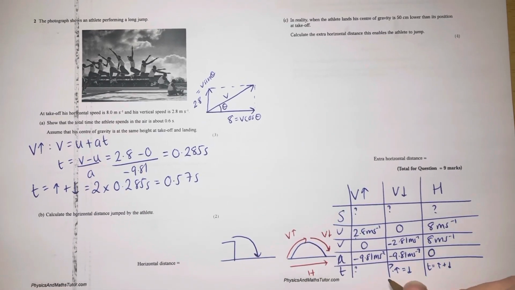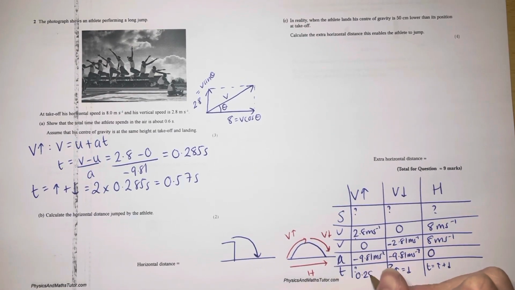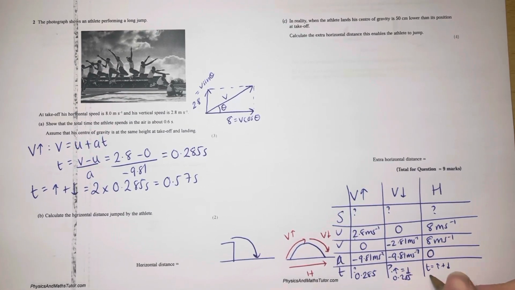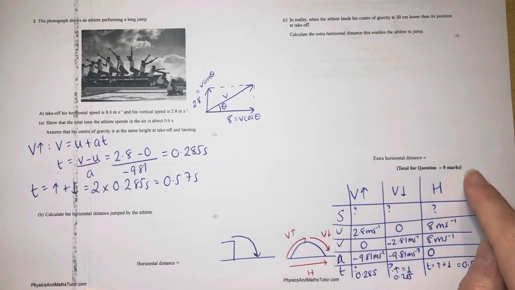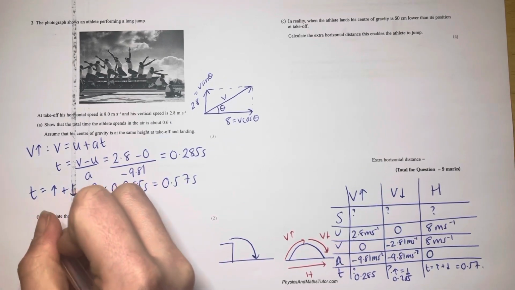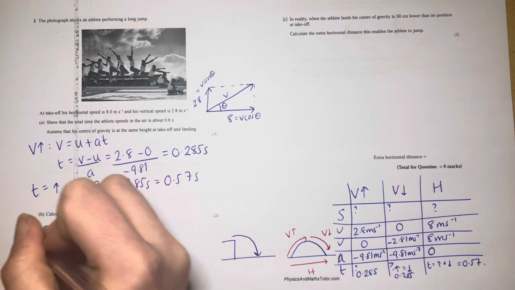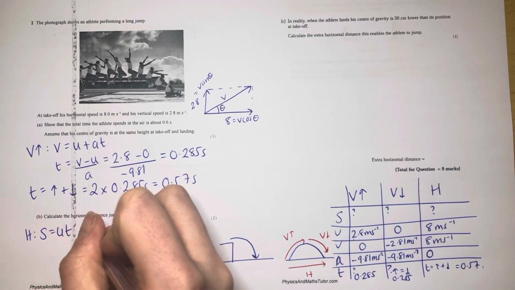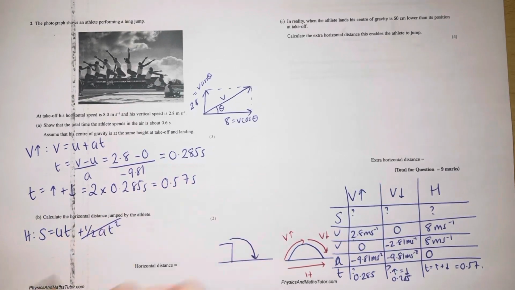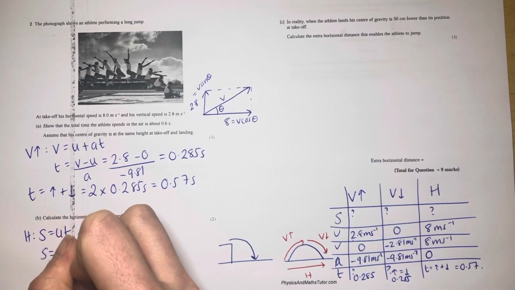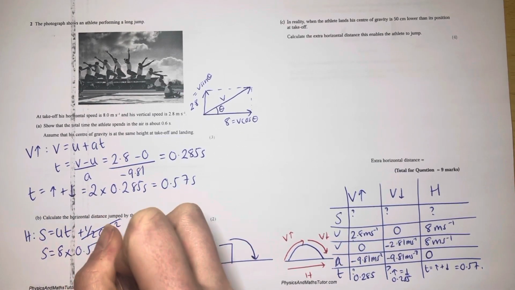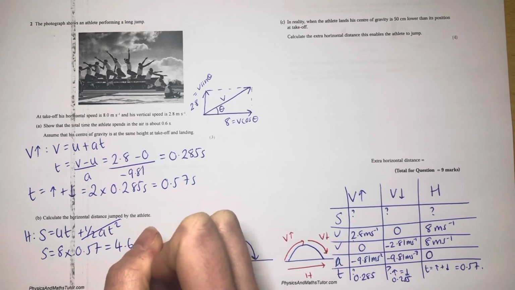So let me just fill these in. I know this is 0.285 and this is 0.285. Therefore, I now know that this time, as I've worked out here, is 0.57. So looking at this, I know everything except for S. So I'm going to use the equation, the standard one for horizontal, of S equals UT plus 1/2 AT squared, and all of that disappears because A equals 0. So S equals 8 times 0.57, and that comes out as 4.6 meters.